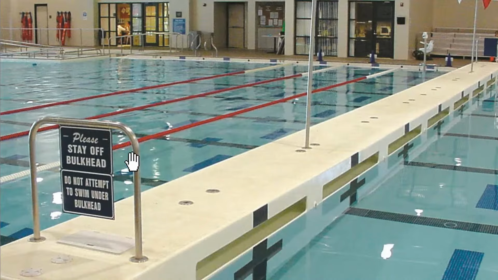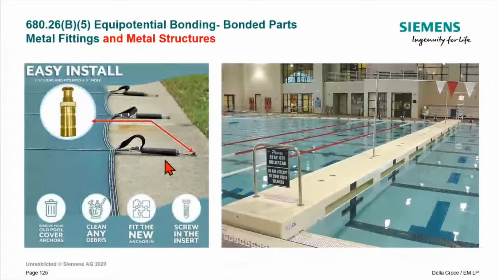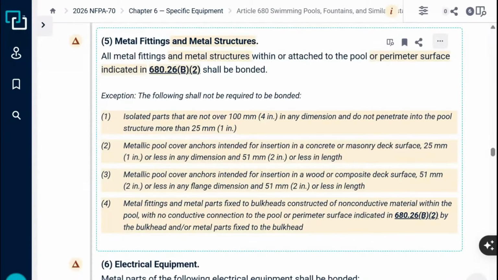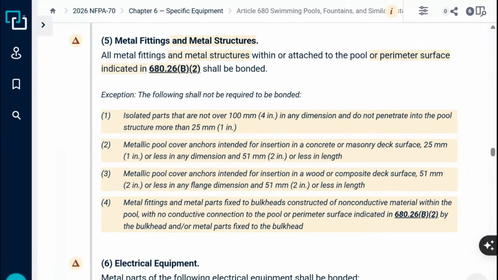If we look at the language, what's the exception saying again? Looking at the code, it says metal fittings and metal parts fixed to bulkheads constructed of non-conductive material. So the bulkhead is non-conductive material within the pool with no conductive connection to the pool or perimeter surface. Again, it's floating on a track. So then it's saying that by the bulkhead and/or metal parts fixed to the bulkhead, you don't have to try to bond anything out there on that bulkhead. Correct, because it's movable and the bulkhead is non-conductive.